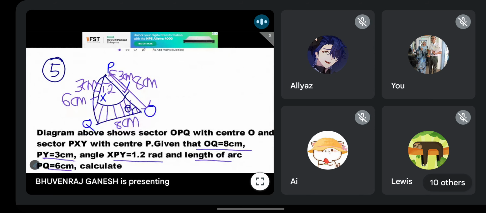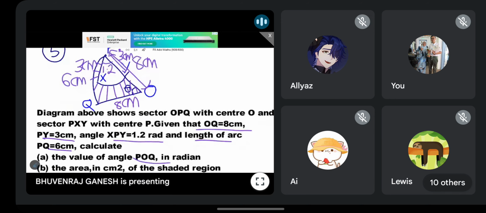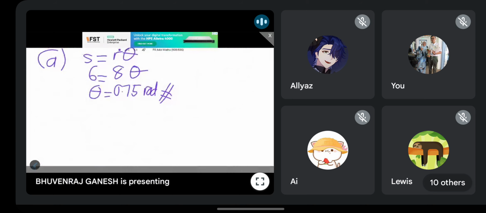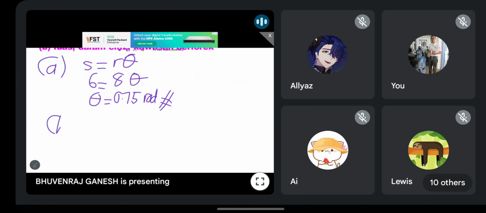Luas kawasan berlorek. Okay, so now, how to get the area of shaded region? Can you all tell me the concept? Macam mana dapat luas kawasan berlorek? You just type out in simple word to me, what minus what, or what plus what. You can tell the label of the sector. Yes, major sector minus minor sector, correct. Okay, so major sector, the formula is half R square theta radian.